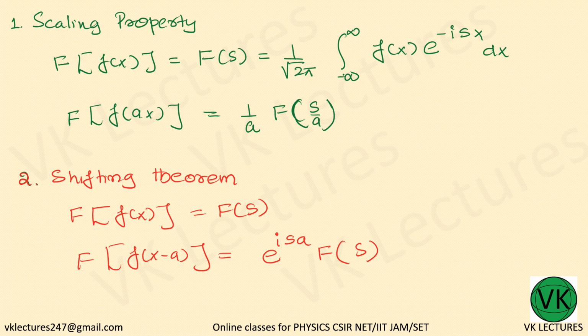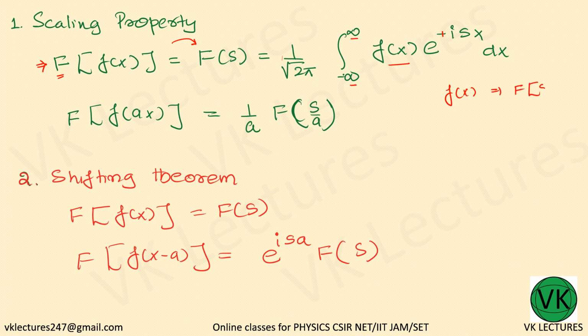Scaling property. So what does it say? If you have the Fourier transform F of the function f of x, you get a function in s, that is F of s, given by the Fourier transform, that is 1 by root of 2 pi integral from minus infinity to plus infinity of the function f of x times e to the power isx dx.